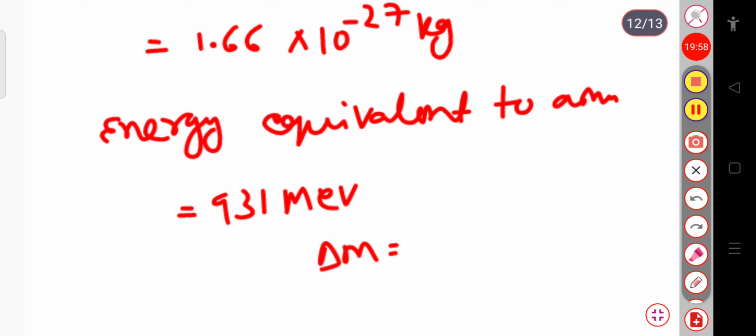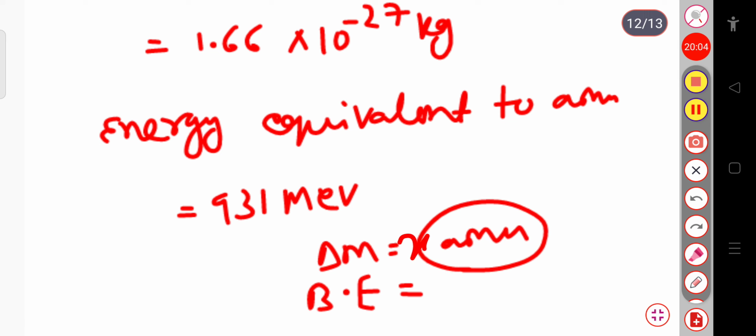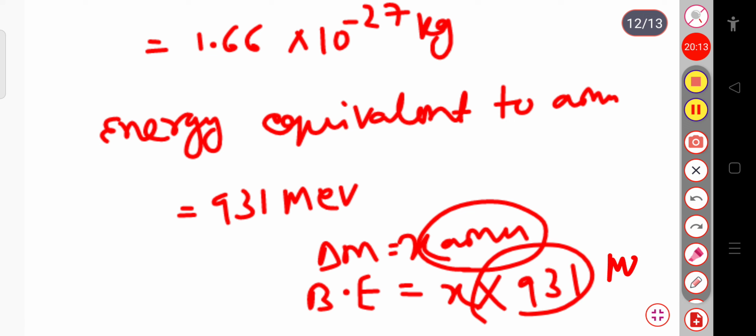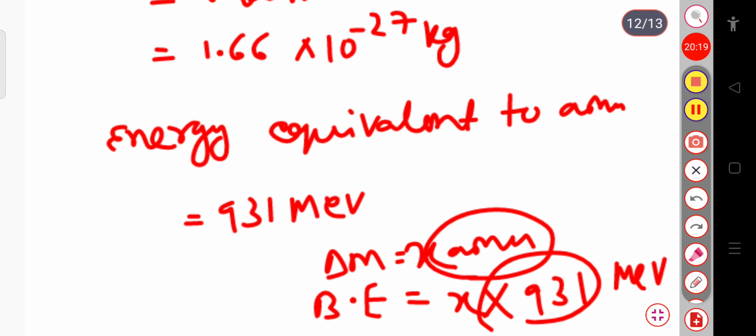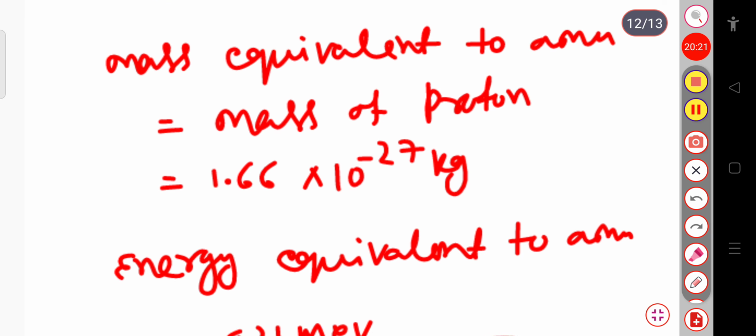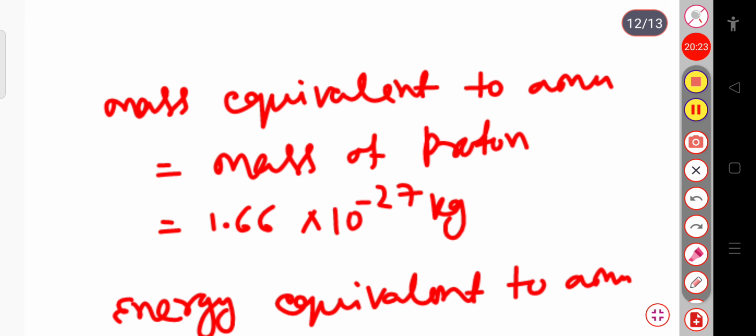Okay, this is simply 931 MeV, that is, 1 AMU equals 931 MeV. If the mass defect is in terms of AMU, then to calculate the binding energy you have to multiply this, whatever the value, suppose x AMU, by 931, or 931.5. So this will now be in MeV. Okay, so the mass equivalent to AMU is given in kilograms, and the energy equivalent to AMU is equal to 931 MeV. This is the important one, so make it a star mark.